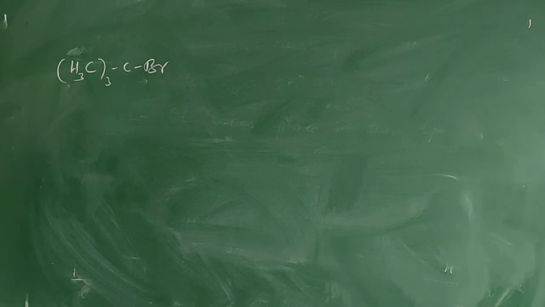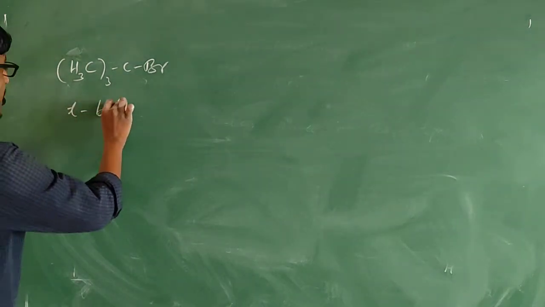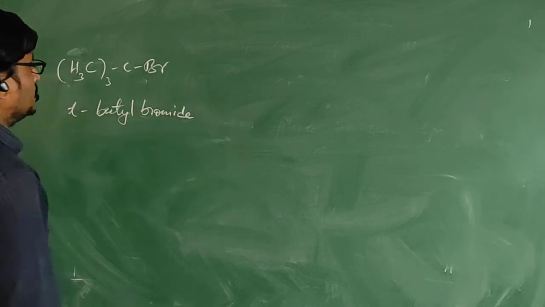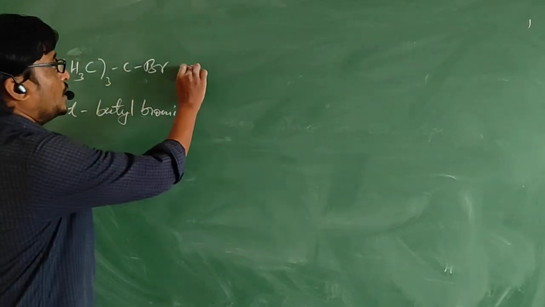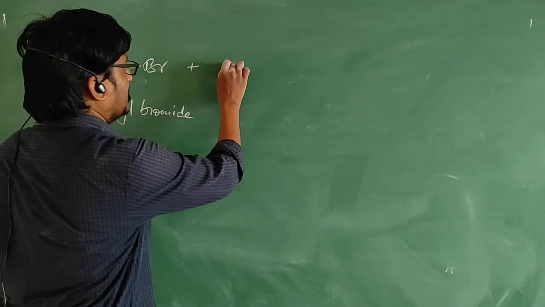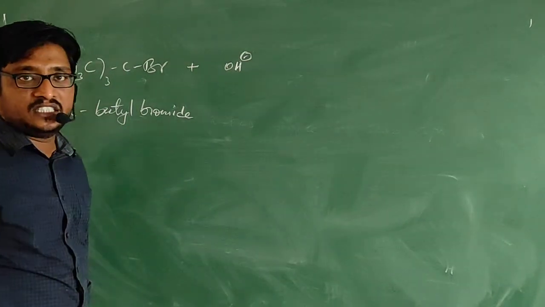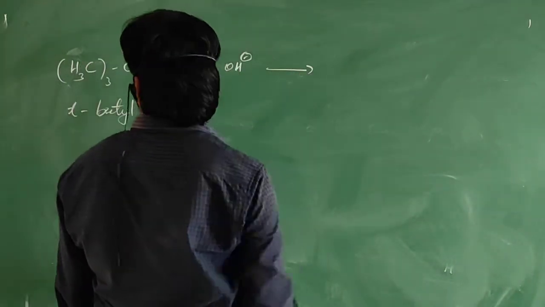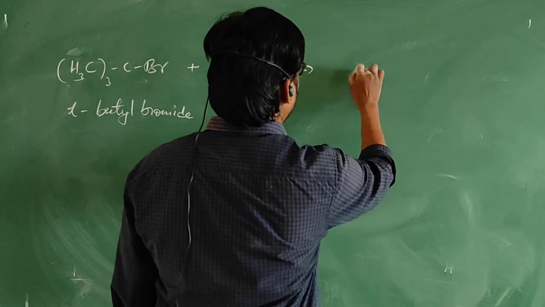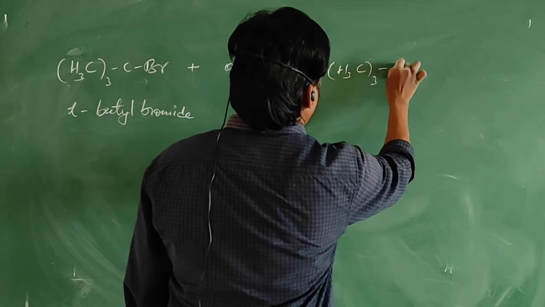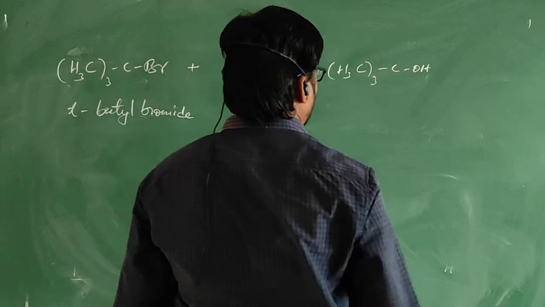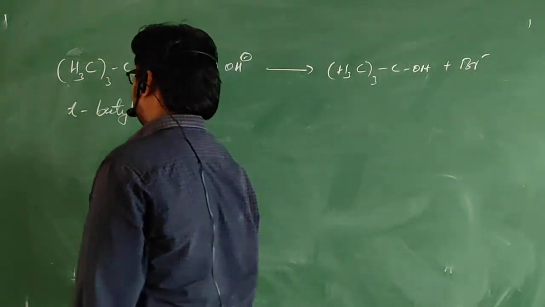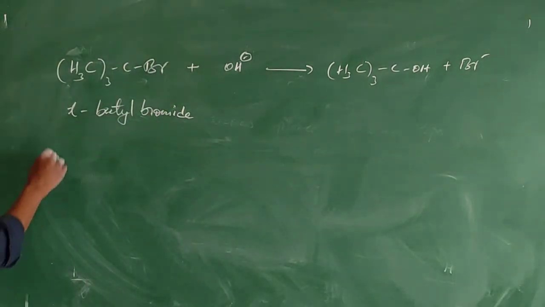So this is tertiary butyl bromide. On reaction with a nucleophile, let us consider OH minus, this is a nucleophile, it will form the product tertiary butyl alcohol. Along with that, Br minus gets removed in this way. Let us see the mechanism.